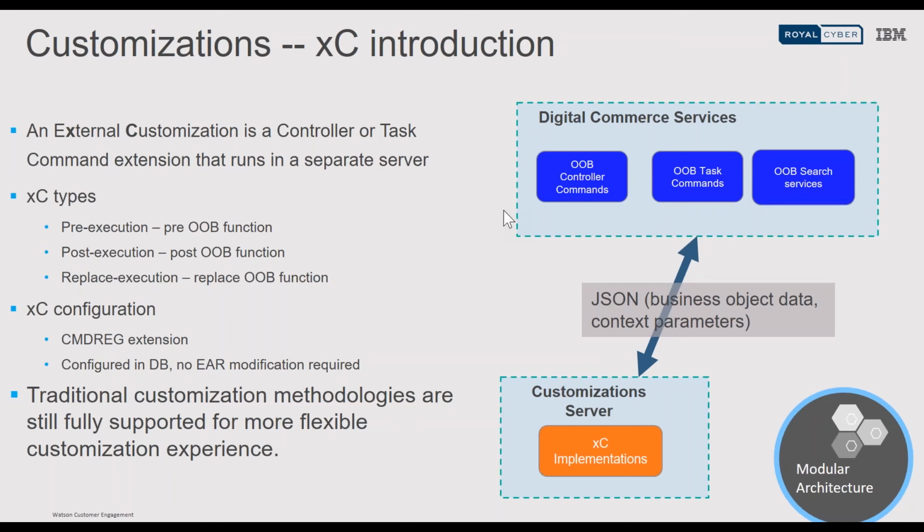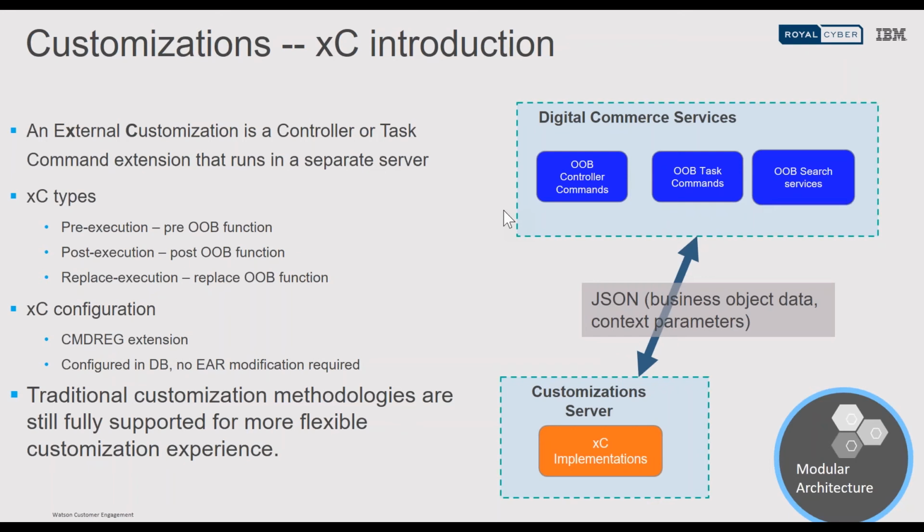So again, how do you achieve it? As you look in the diagram, while you have your external customization sitting in a separate container, you can still control how the OOB controller commands work. So you have a pre-execution where you want to execute something before the OOB function kicks in, and post-execution, what happens after the OOB function kicks in. And if you want to totally replace it, you have a replace execution, which replaces the OOB behavior. So while you continue to work in the same fashion you did previously in terms of customizing the code, it's just that it is segregated now and you do not have to worry about any new enhancements that are available from IBM in the future.